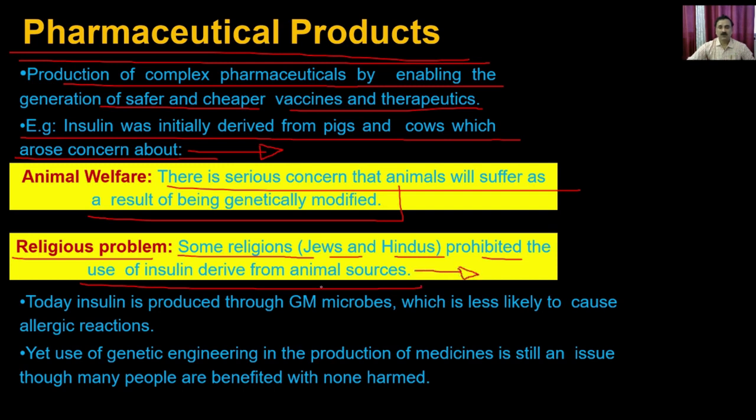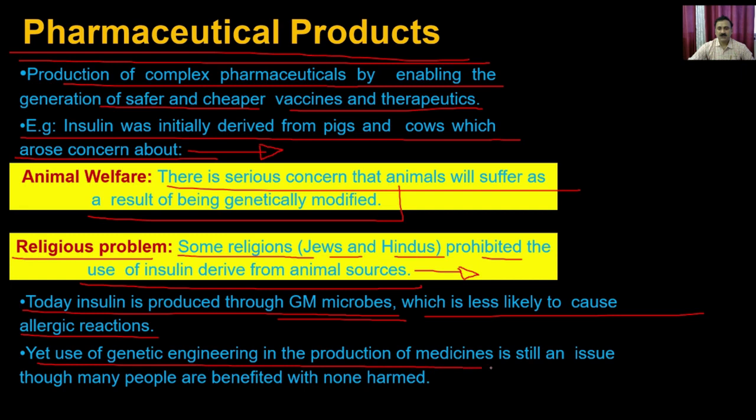So what is the solution? The solution is that you can use GM microbes like E. coli, which is less likely to cause allergic reactions. Yet you can use genetic engineering in the production of medicine, and many people are benefited with none harmed.